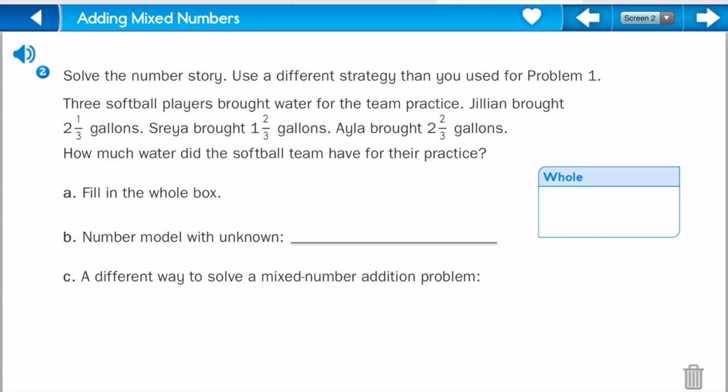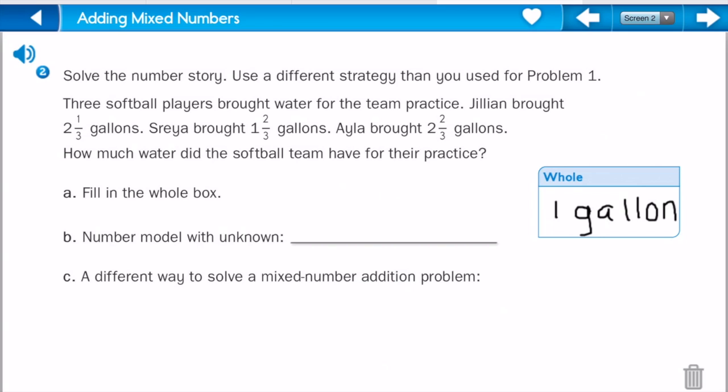Solve the number story. Use a different strategy than you used for problem 1. 3 softball players brought water for the team practice. Jillian brought 2 1/3 gallons. Sarah brought 1 2/3 gallons. Aliyah brought 2 2/3 gallons. How much water did the softball team have for their practice? And so let's think about what our whole might be. Our whole will be 1 gallon. Now let's do our number model.